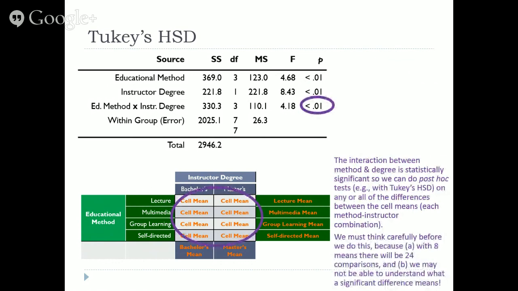If the interaction term is significant, then we can go every which way and compare all these cell means to each other. But there would be a lot. There would be 24 comparisons with 8 cell means. And we might not be able to understand what they all mean. So it would be better, even in a post hoc situation, to only make the comparisons that make theoretical sense to us, that we know we're going to be able to interpret.